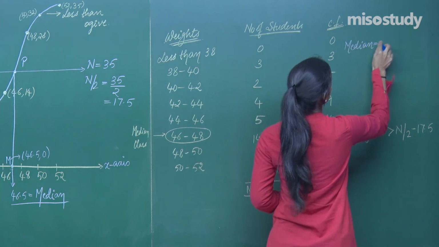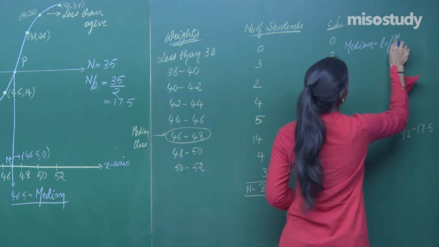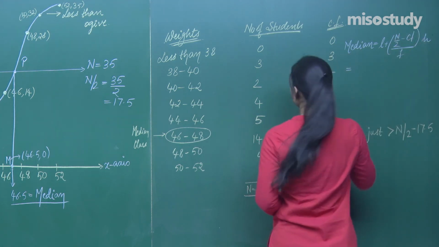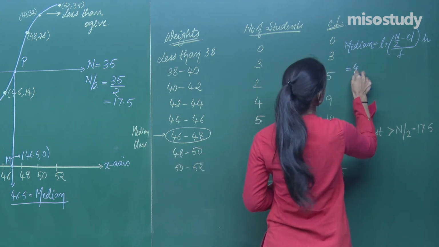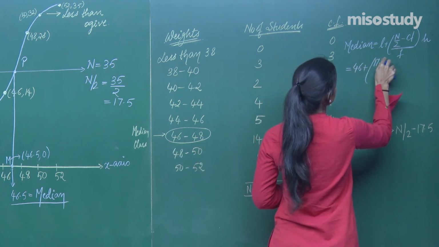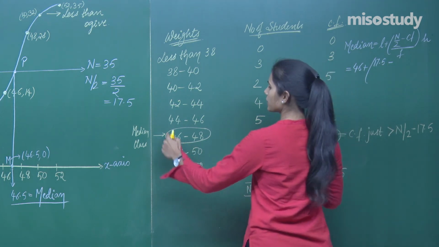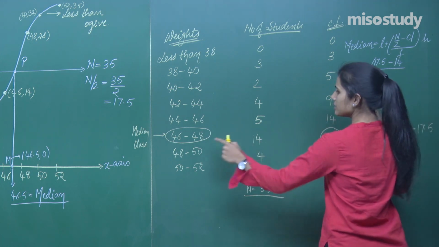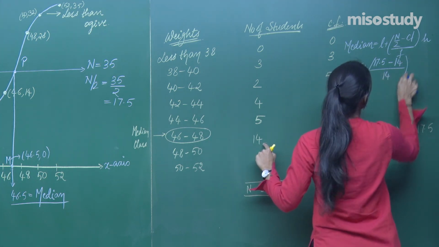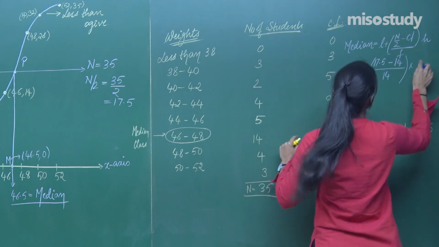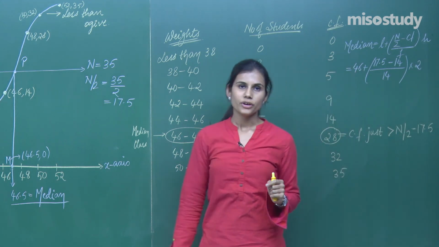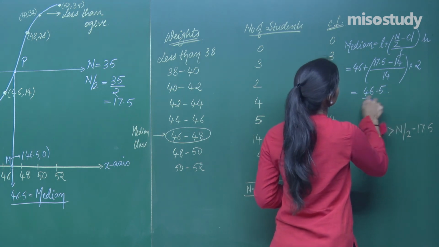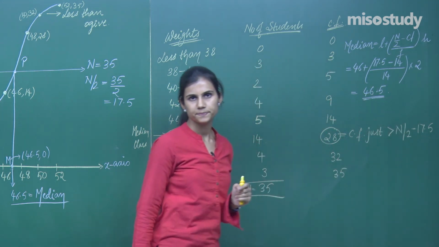It is L plus N by 2 minus CF whole upon F into H. L is the lower limit of the median class, which is 46. N by 2 is 17.5 minus cumulative frequency of the class preceding the median class, which is 14, upon frequency of the median class, which is again 14, into H. H is 2. Right? This, when you evaluate, it will come out to be 46.5 again. You can check it out.